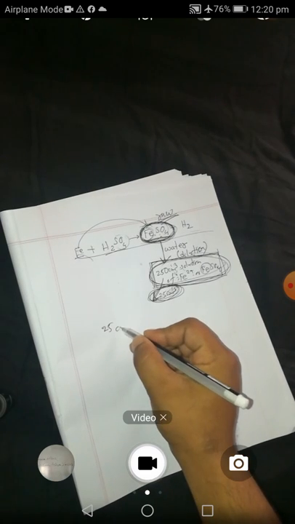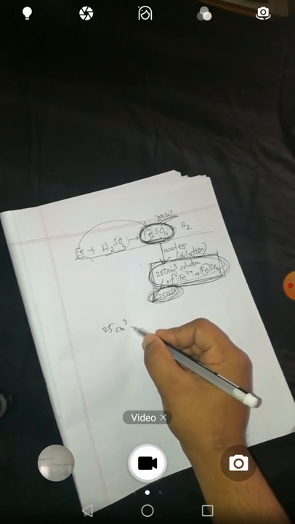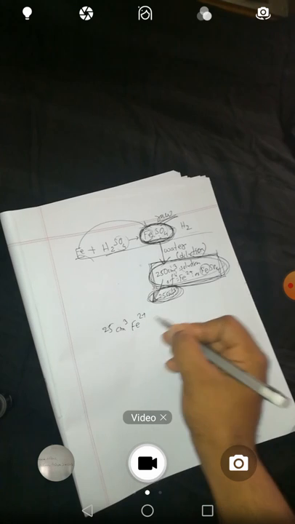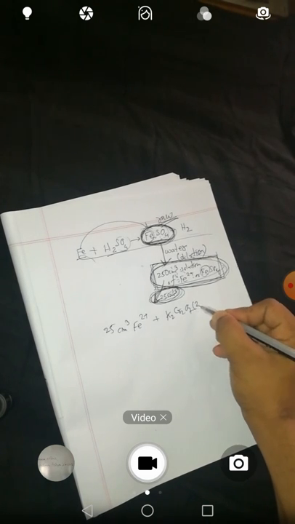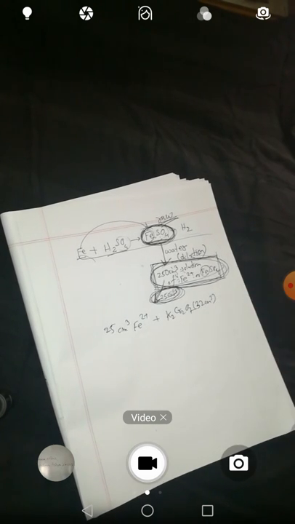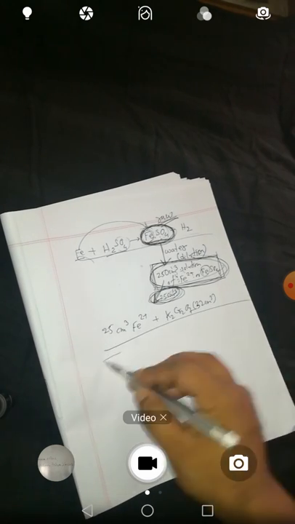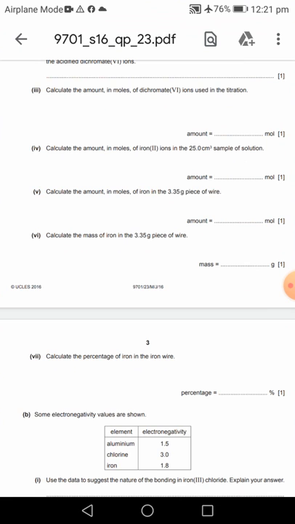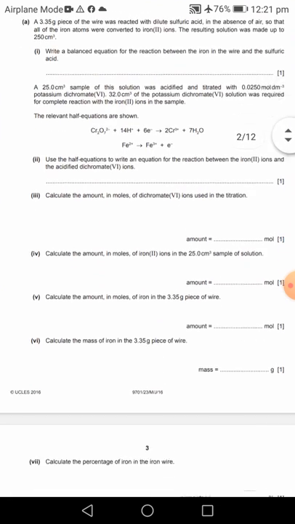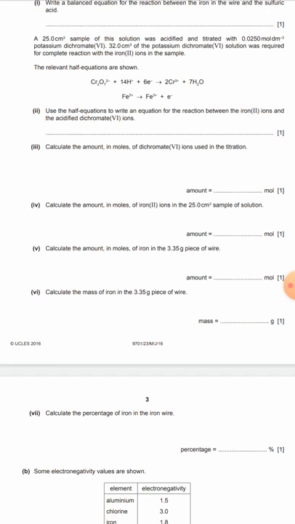Okay, so the 25 cm cube solution that contains iron 2 plus was reacted with potassium dichromate, and here we need 32 cm cube of potassium dichromate. Okay, so we have got the volumes. Do we know the concentrations? Yes, we do. We know the concentration of potassium dichromate. Look above. So the concentration of potassium dichromate is 0.025 mole per dm cube.